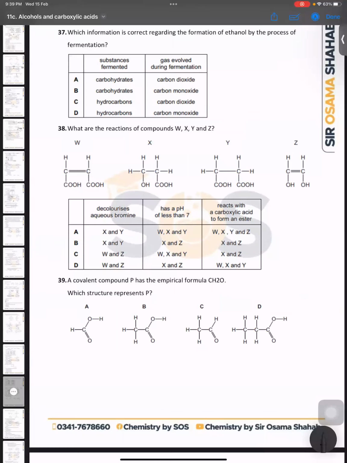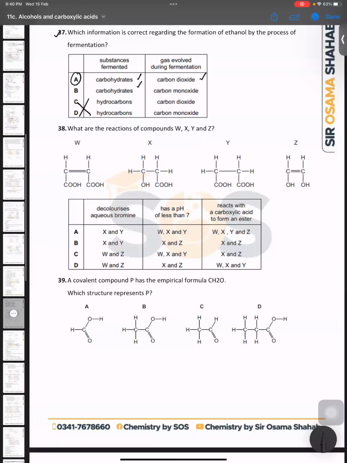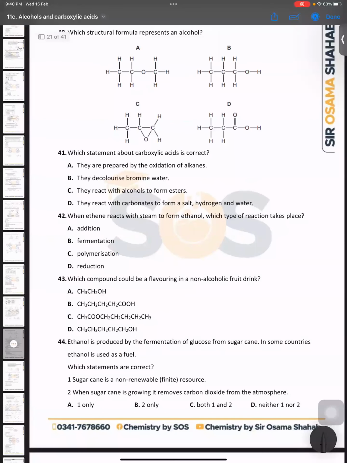Okay, so one more over here, 37. Which information is correct regarding the formation of ethanol by the process of fermentation? We know that in fermentation we are going to use carbohydrates. So this can be right. And hydrocarbons are used in catalytic hydration. And the gas evolved would be carbon dioxide. So the right answer would be A. Right, children? Yes, sir. Okay, then the rest are from carboxylic acid and esters.